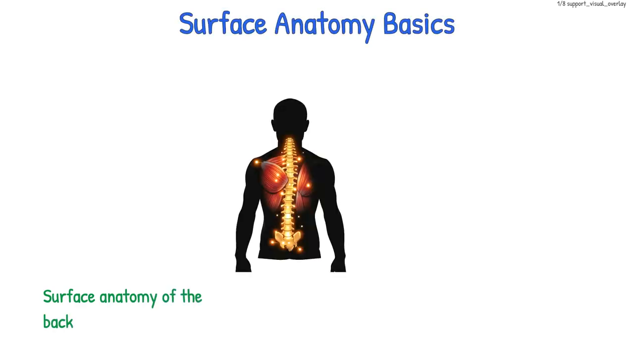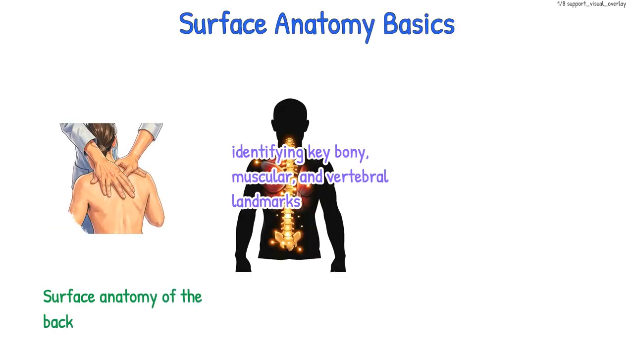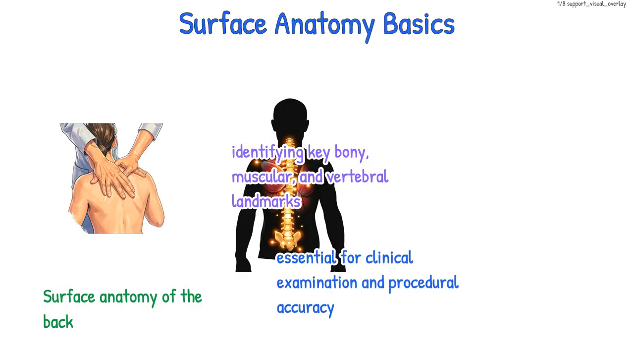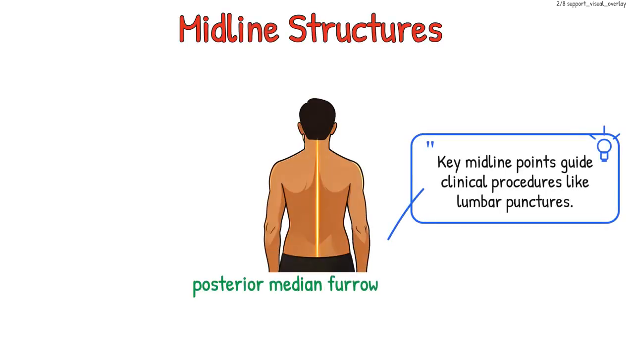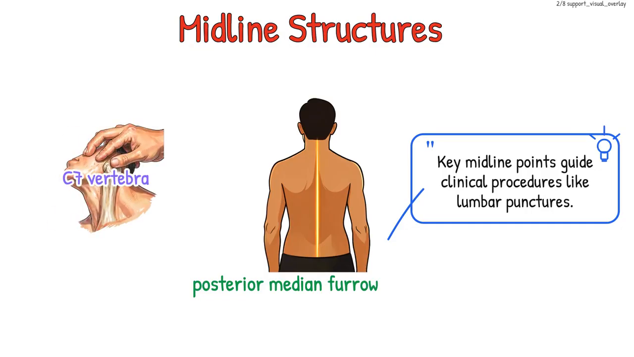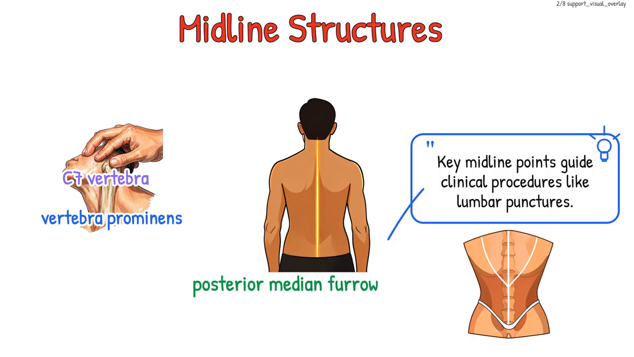Surface anatomy of the back involves identifying key bony, muscular, and vertebral landmarks essential for clinical examination and procedural accuracy. Midline structures include the posterior median furrow, which is a visible vertical groove that traces the midline overlying the vertebral spinous processes. The C7 vertebra, also called vertebra prominens, is the most prominent bony protuberance at the base of the neck, easily palpated when the neck is flexed.